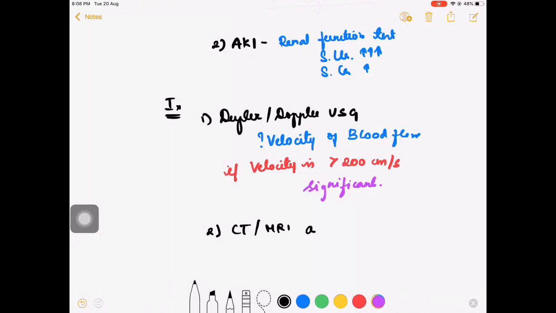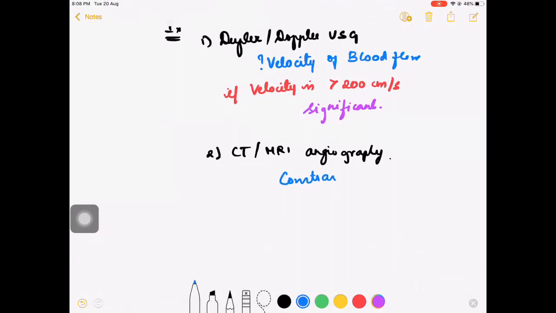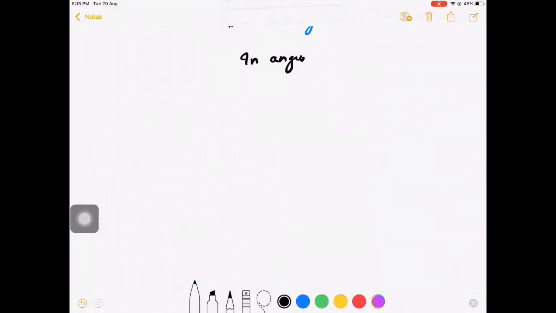And CT or MR angiogram can be done. Because these use contrast, and the patient is already prone to AKI, and contrast can injure the kidney, this should not be done when the GFR is decreased. That is, it can be done only in people with normal GFR.